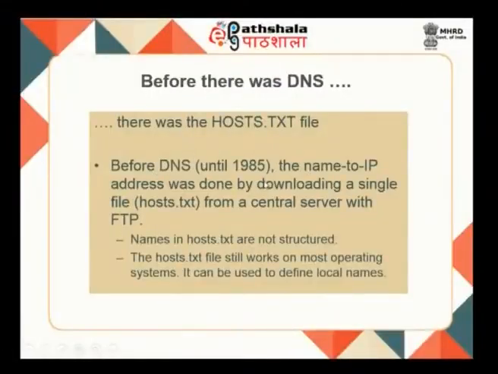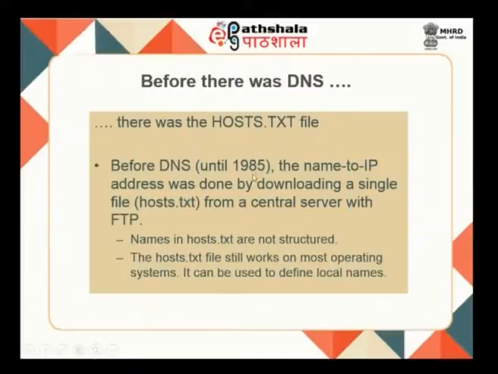But what happened before DNS was there? Let's look at a little bit of history of this domain name system. What happened before we had DNS? Sometime before the 90s, around 1985, we did of course have some kind of translation mechanism between an alphanumeric name and the IP address, but it was done with the help of a single text file called the hosts.txt file. This hosts.txt file was a simple file which just had this name to IP address mapping.